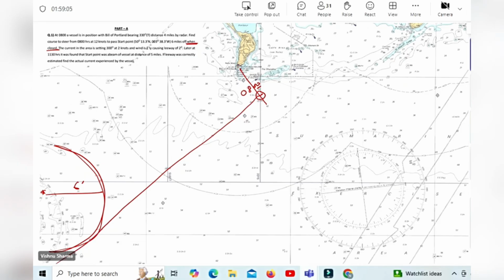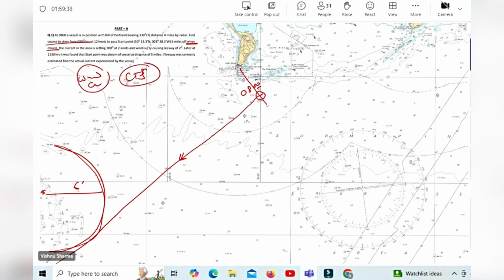So this will be your CMG. The current in the area is setting so much, easterly wind so much. So what you have to do is counteract wind and current and find your CTS. You have to first find your CTS counteracting the wind and current which is given in the question. So you'll find the course to steer.